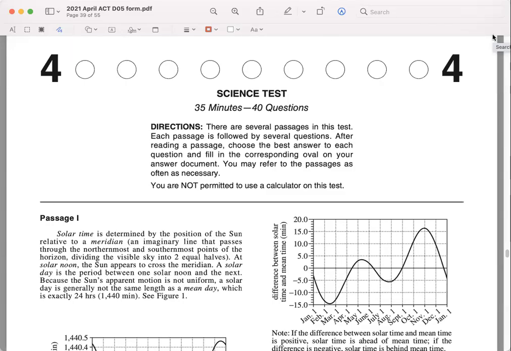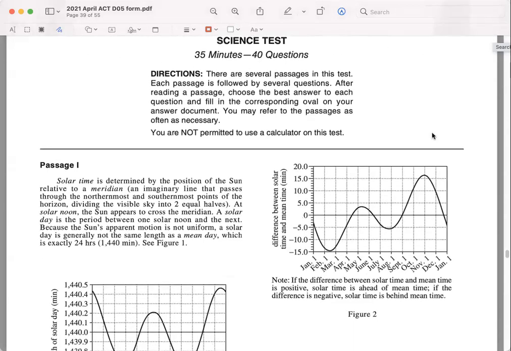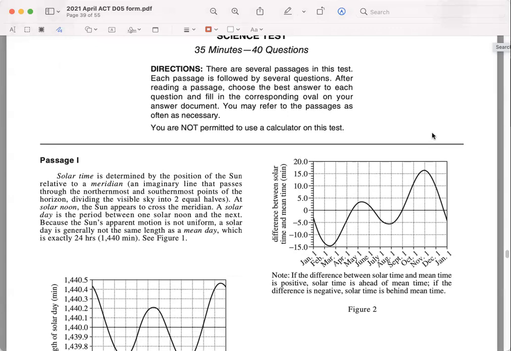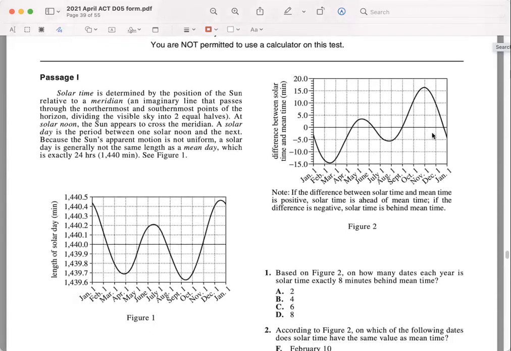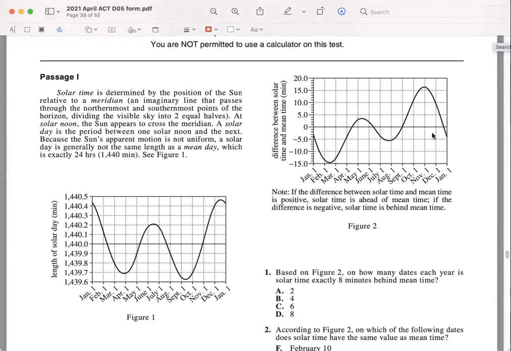In today's video, we'll solve the science section of the 2021 April ACT Form D05. So let's begin. Passage 1. Solar time is determined by the position of the sun relative to a meridian, an imaginary line that passes through the northernmost and southernmost points of the horizon, dividing the visible sky into two equal halves.